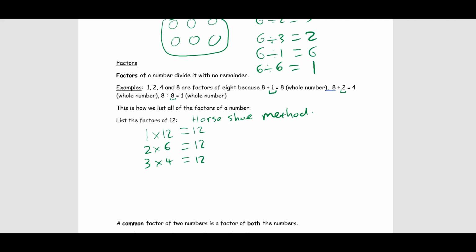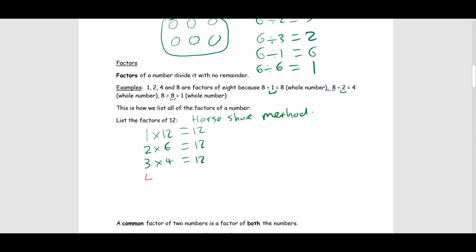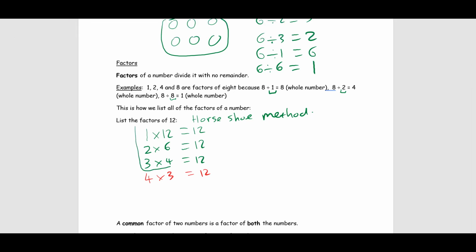And then I go to 4 because I've just done 3. So obviously now I'm going to be at 4 times 3 is 12. Now, I've put that in a different color because we have now repeated a factor pair. We have repeated 3 and 4. So once we have a repeat, we stop, and I like to put all of the other factor pairs in this nice horseshoe. And then we can actually read off the factors really nicely.